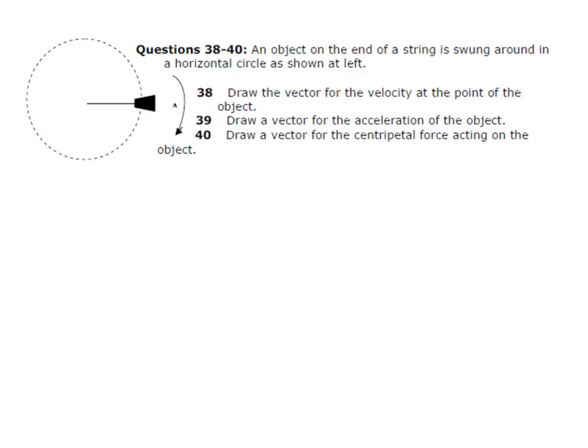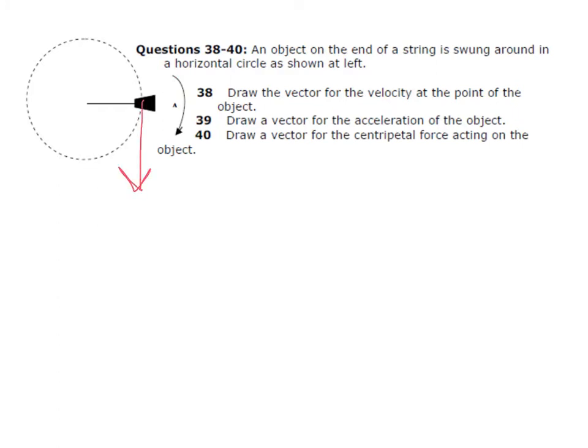Questions 38 through 40. An object is at the end of a string and it is swung around in a horizontal circle as shown at left. You can see that in this case it's going in a clockwise direction, because the arrow is pointing like this, going around. Draw the vector for velocity at the point where the object is. So the vector for velocity is tangent to the circle.